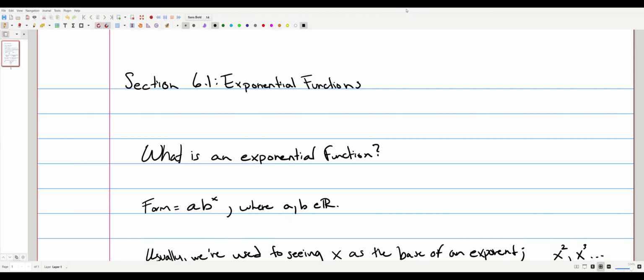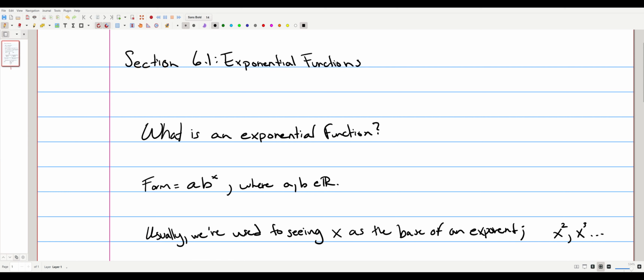Hey guys, so today we're in section 6.1, exponential functions. We're going to be talking about what exponential functions are, their domain, their range, and going through graphing two exponential functions. One via plugging in points and the other via transformations that we've already learned with using other functions up to this point. So what is an exponential function?